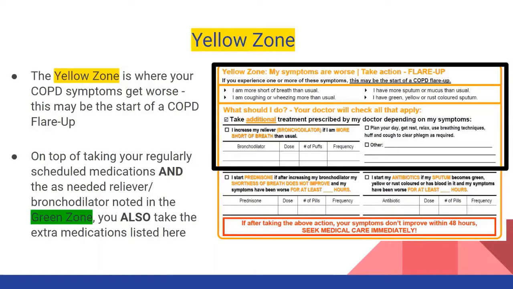Now, if your COPD symptoms get worse, this may be the start of a COPD flare-up, and you move into the yellow zone of your action plan. While in the yellow zone, continue taking all your regularly scheduled medications listed in the green zone, including the as-needed reliever or bronchodilator. However, you will also be adding on and taking the extra medications listed here as indicated by the black box on this slide. Before we continue, it is important to note that the black boxes hereafter are simply visual add-ons during this presentation to highlight specific points, but are not part of your actual document.